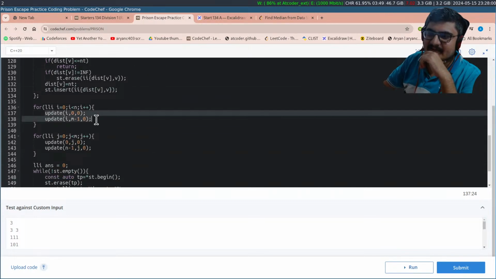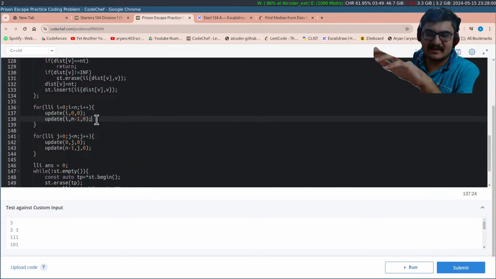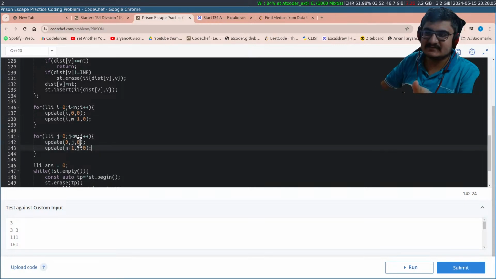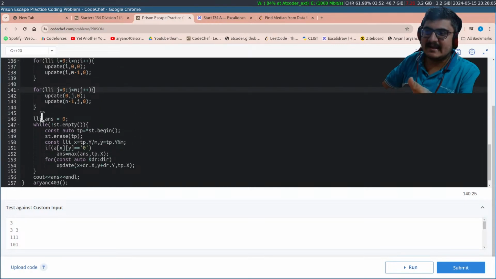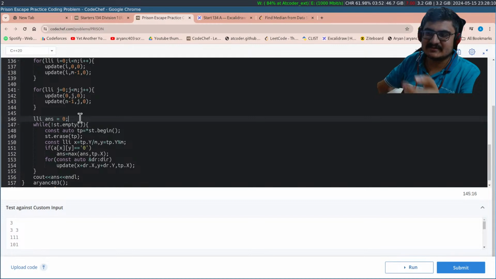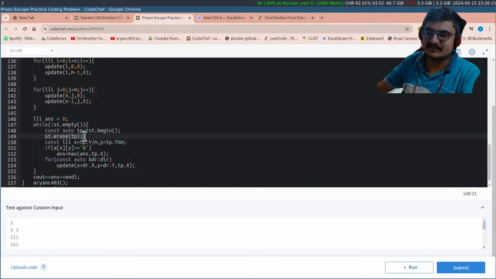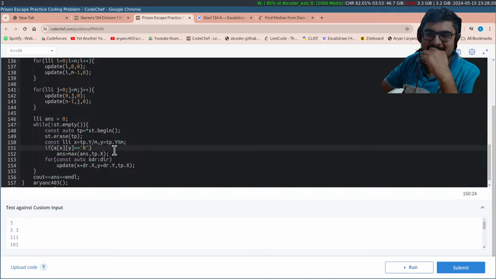So in starting, I am adding all the elements at the boundary in the priority queue for the Dijkstra, which are at distance 0. And I also maintain answer, like the maximum distance I have encountered. I pop the smallest value from the priority queue, erase it from the priority queue, look at what the coordinates are, and if it's the prisoner cell, I should update it with the max value I have. Because we don't have to count the maximum number of guards to encounter there.